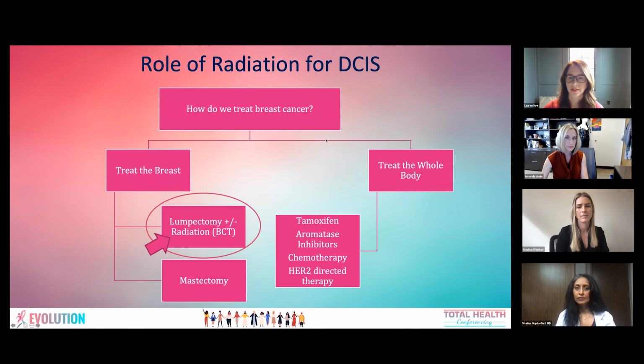All right, now I'm going to bring in Dr. Gupta-Burt to wrap us up. We have 5 more minutes to go, and we're going to talk about the role of radiation for DCIS.